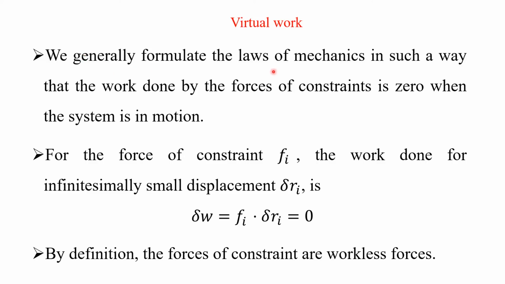We generally formulate the laws of mechanics in such a way that the work done by the forces of constraints is zero. In the previous class, I explained about different types of constraints. So here, the work done by the forces of constraint is zero when the system is in motion. We are going to see within a couple of minutes about this. For the force of constraint Fi, the work done for the infinitesimally small displacement delta Ri is zero. That is, the small work done delta W is equal to Fi dot delta Ri, which is equal to zero. By definition, the forces of constraints are workless forces. So here, this is another important point.